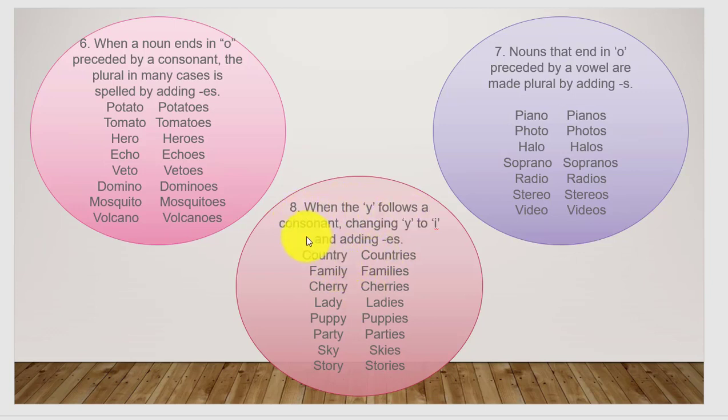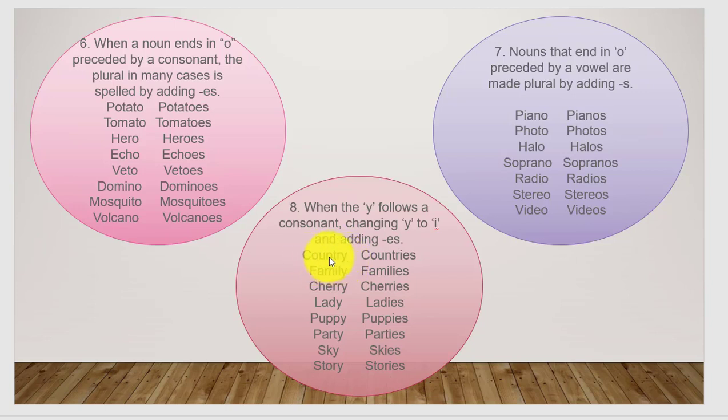So when the y follows a consonant, we change y to i and add es to get the plural. Country will become countries. You cannot say countrys. If you just write an s here, it means you have made a mistake.